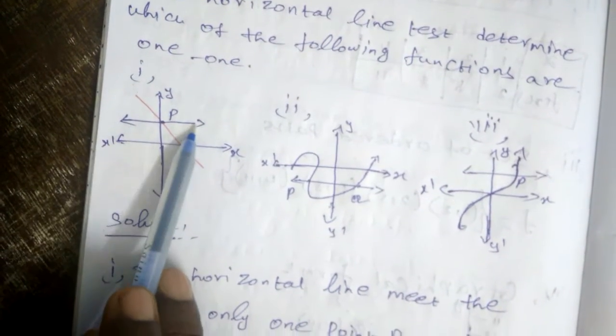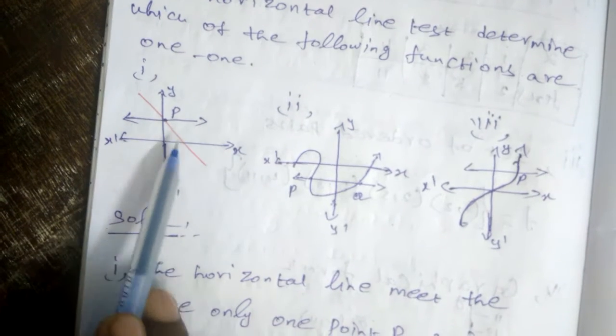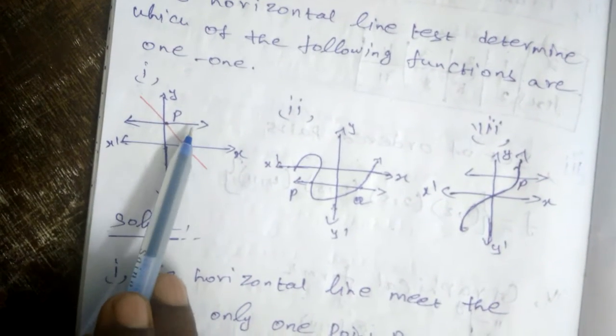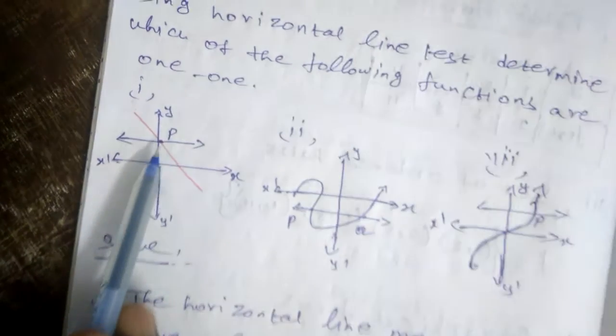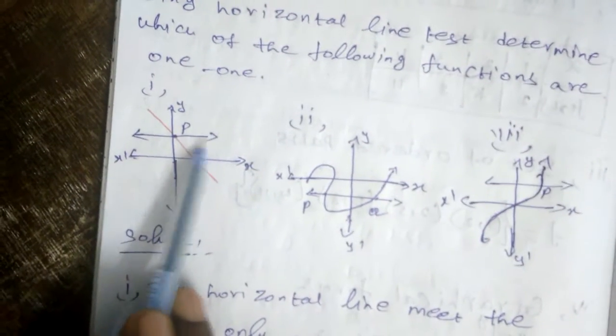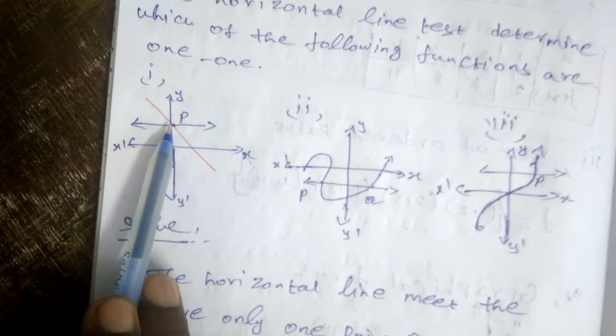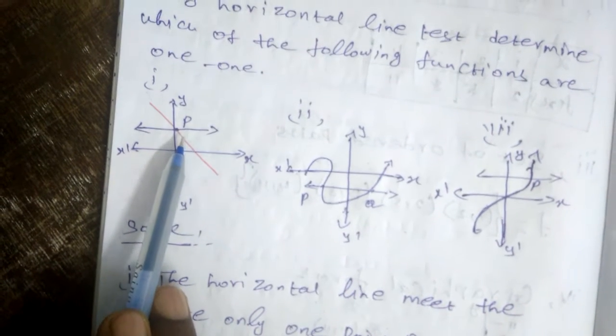this is a curve. This is a horizontal line. The horizontal line means a line parallel to the x-axis. The parallel line intersects the curve at only one point. So it is a one-to-one function.